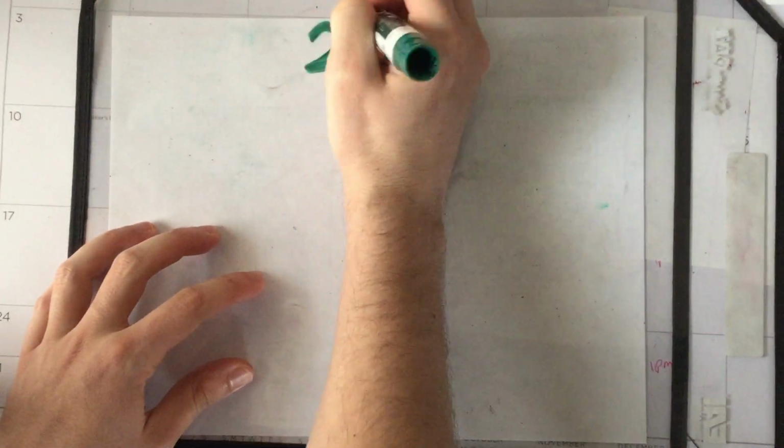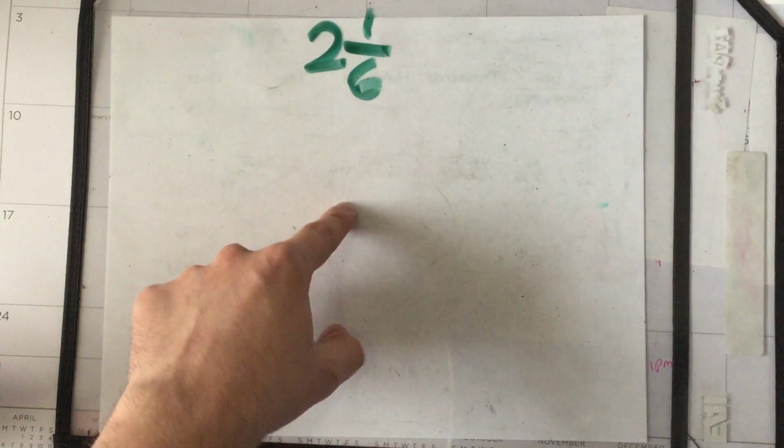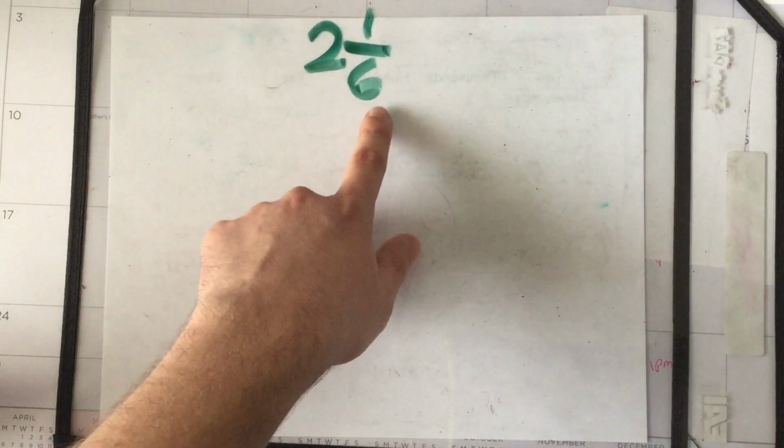Here is our first example. We're going to turn 2 1/6 into an improper fraction, which means we're going to go from having a whole number and a fraction to having just a numerator and a denominator. But the numerator is going to be bigger than our denominator. And our denominator is going to be 6.